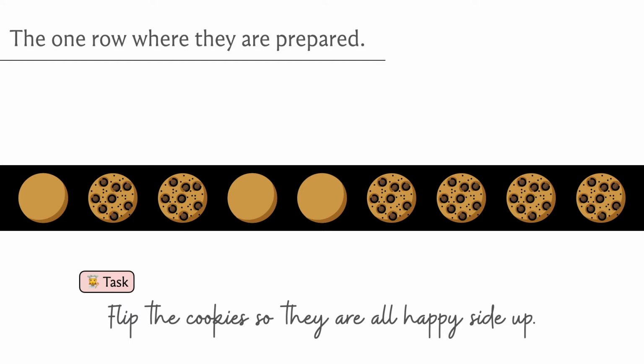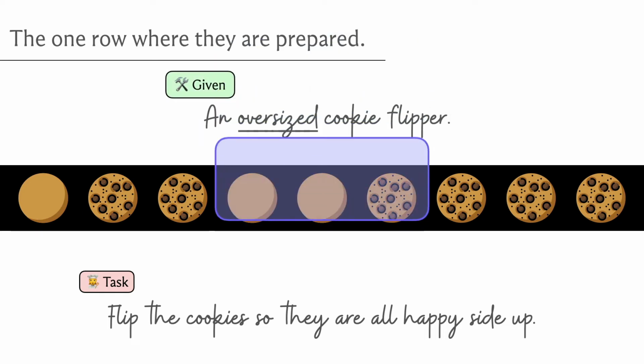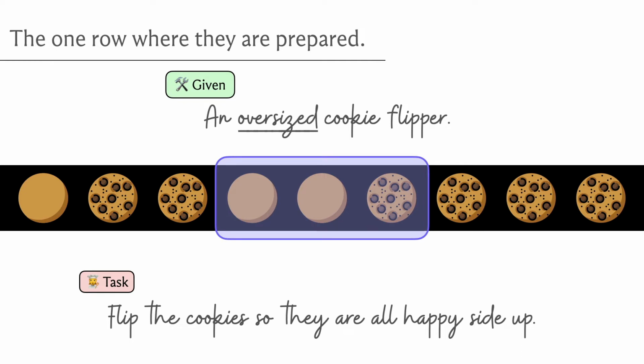Now what we have at our disposal is not something that can flip a single cookie at a time, and the oven is too hot for you to do that directly, so you have to use a flipper. But unfortunately the only thing you have been given is an oversized cookie flipper. So it's something that can flip cookies in batches. Here is an example of an oversized cookie flipper of size 3.